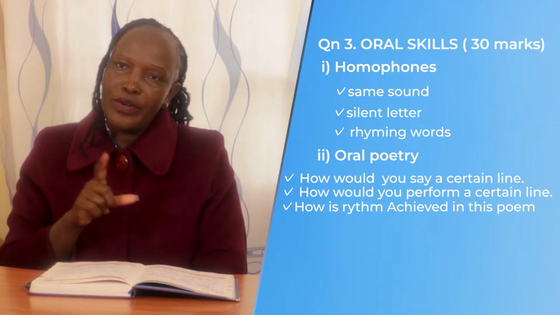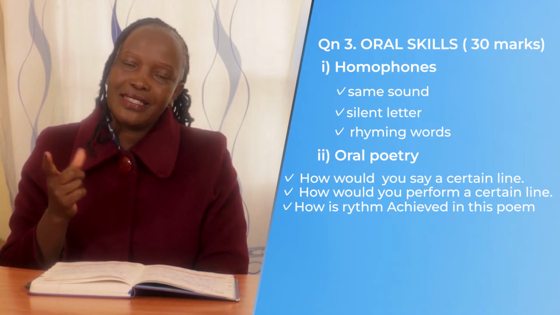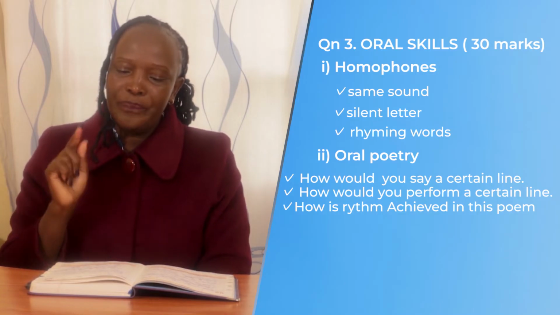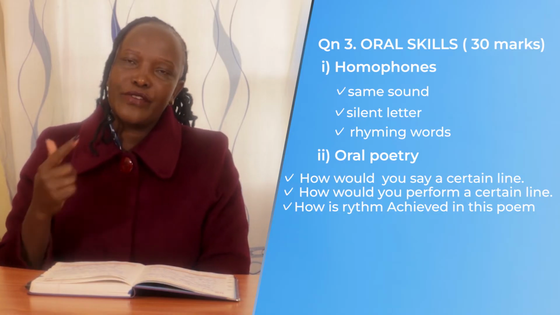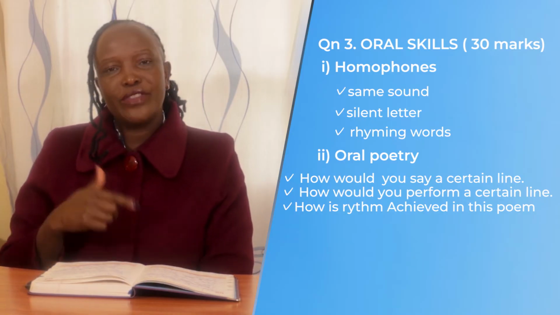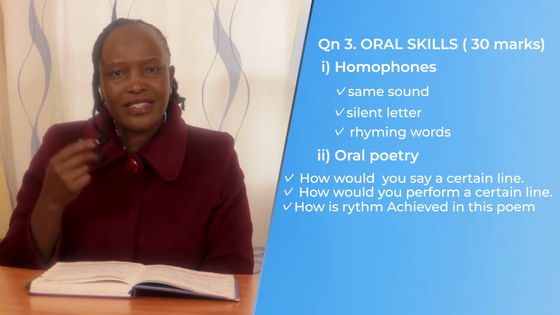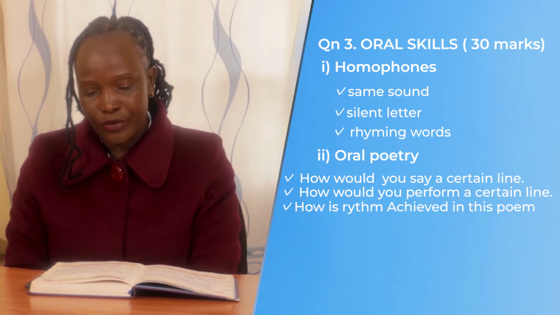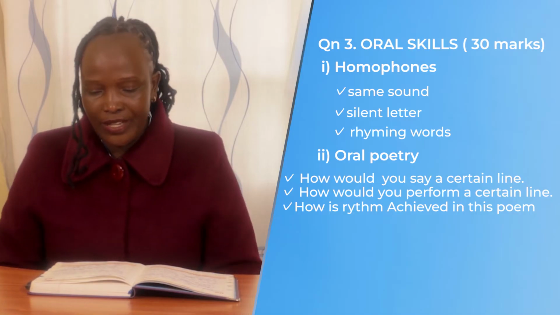So therefore, you need to understand the stylistic devices and also the sound patterns, and be able to identify what sound patterns are able to enhance rhythm. For example, repetition, assonance, and consonants all help us to achieve rhythm. We'll look at that later on, but that is on oral poetry.